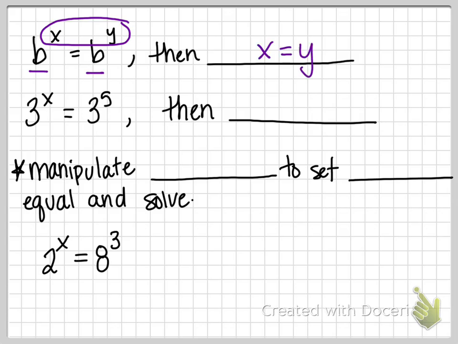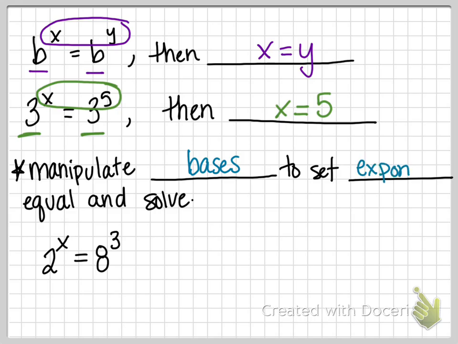So that's kind of the key thing with solving exponentials, is we always want the bases to be the same. This one, 3 to the x equals 3 to the 5th. If we were solving for x, because the bases are the same, we can then say that their exponents are equal and that x equals 5. So the key here is to manipulate the bases so that we can then set the exponents equal to one another and solve for x.